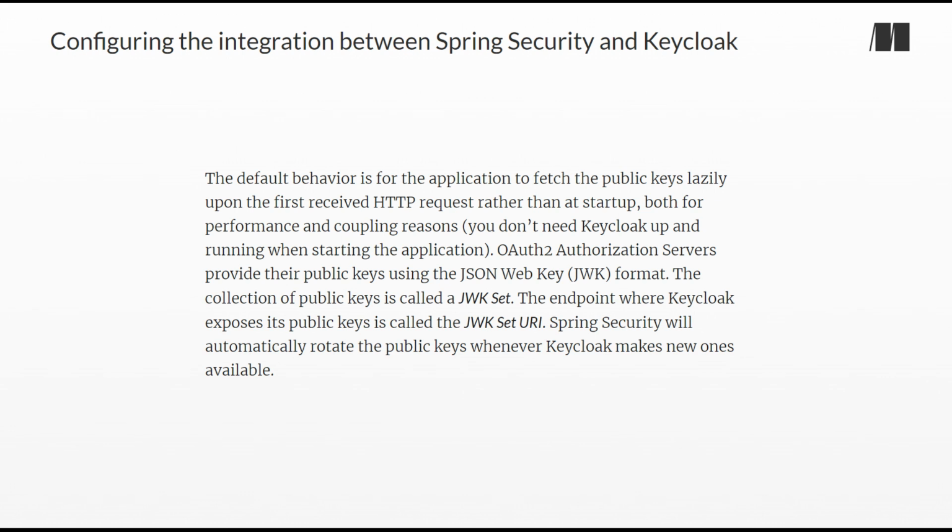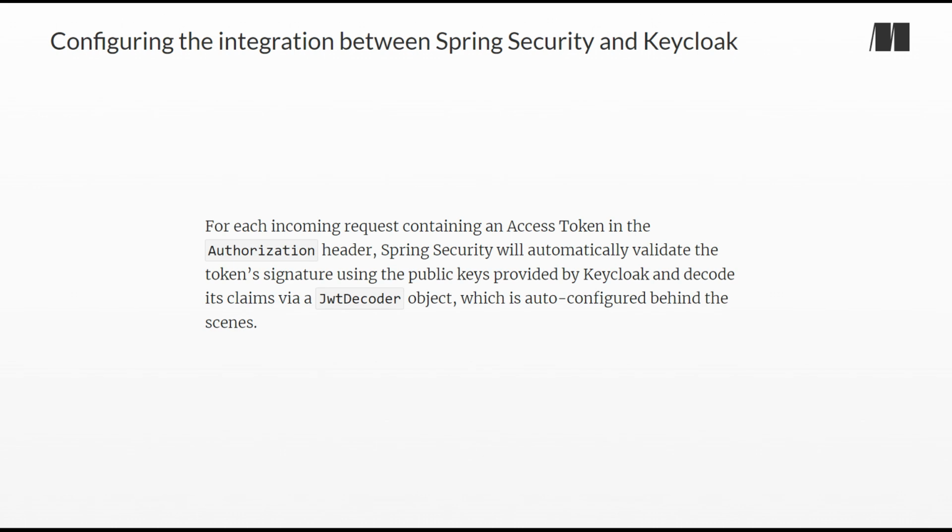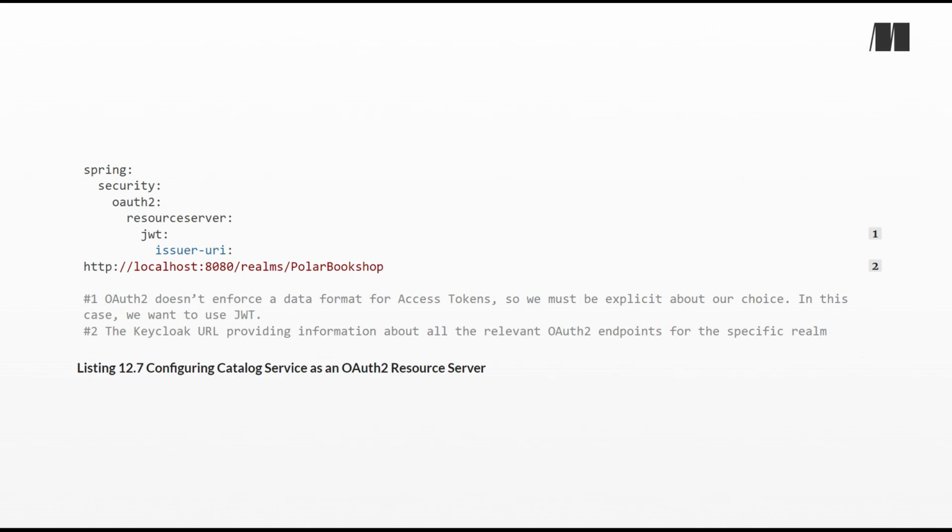Spring Security will automatically rotate the public keys whenever Keycloak makes new ones available. For each incoming request containing an access token in the authorization header, Spring Security will automatically validate the token's signature using the public keys provided by Keycloak and decode its claims via a JWT decoder object, which is auto-configured behind the scenes. In the Catalog Service project, open the application.yml file and add the following configuration. Listing 12.7, Configuring catalog service as an OAuth2 resource server.